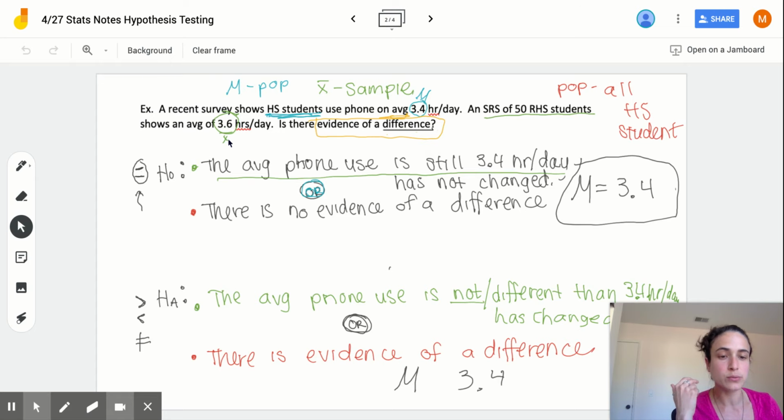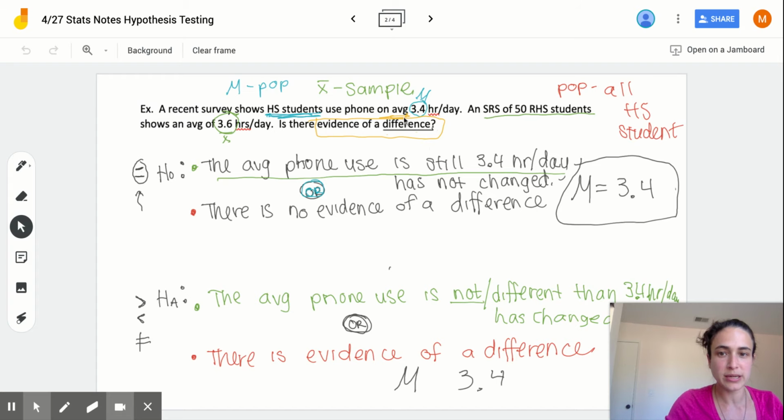So you have to read the question. Please don't look at the numbers. This is not about what X bar is. We don't care what X bar is yet. We're not there yet. So all we're trying to figure out is, based on the wording of the sentence, is the sentence asking about an increase, a decrease, or a change?